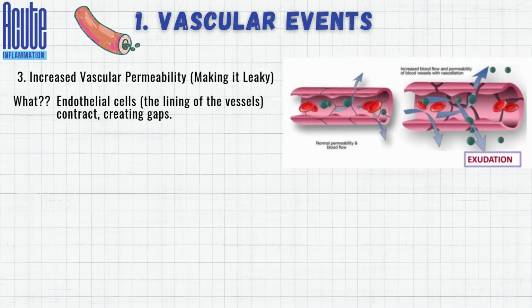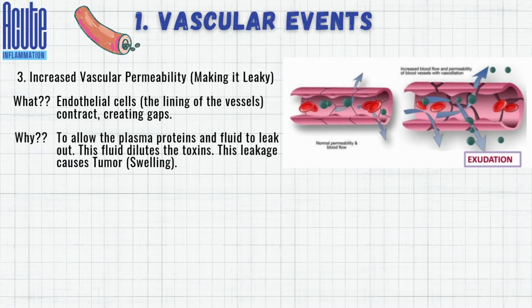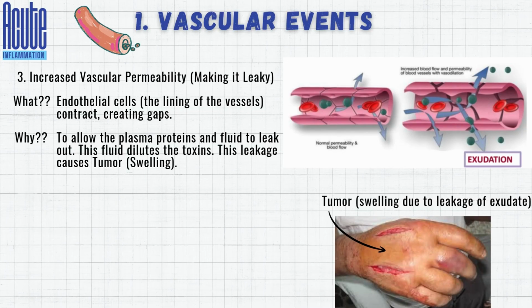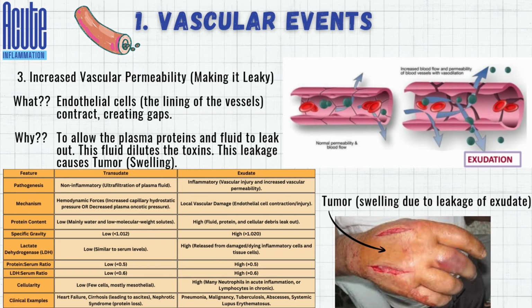Endothelial cells, the lining of the vessels, contract, creating gaps. Why? To allow the plasma proteins and fluid to leak out. This fluid dilutes the toxin. This leakage causes tumor or swelling. This protein-rich fluid leaking out is called exudate.